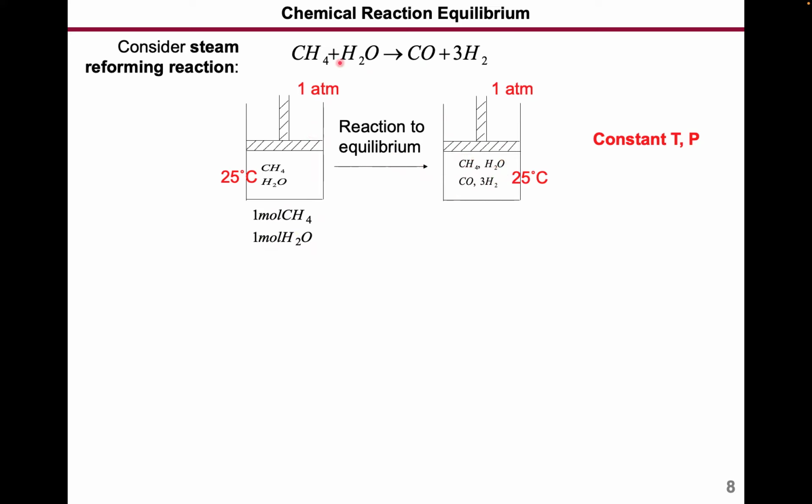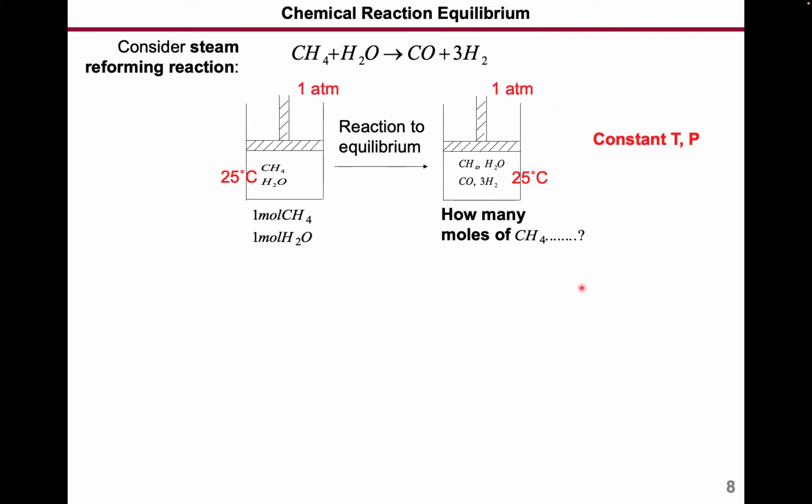Now, if the conversion is 100%, then you will only have your products in this chamber. But usually for a particular reaction, you will have some kind of equilibrium, okay? So you may have a mixture of residual reactants and also products. And then let's say again, the system pressure is still 1 atm, right? You are performing this reaction at constant temperature and constant pressure, okay?